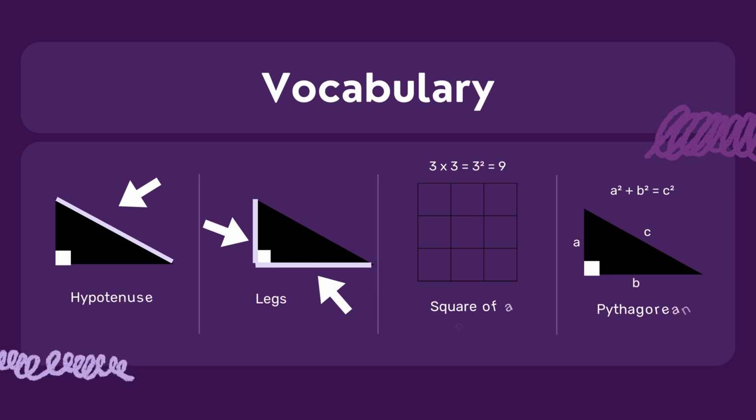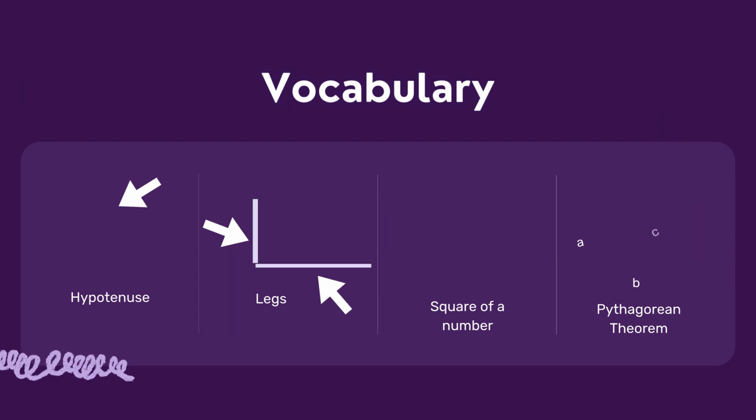Next, we're going to build our vocabulary. Each term helps unlock the mystery of the Pythagorean theorem. Let's go one step at a time. The hypotenuse is the longest side in the right triangle, across from the 90-degree angle. The leg is one of the shorter sides touching the right angle. Square of a number is when you multiply the number by itself. And Pythagorean theorem is the relationship between those sides to find their lengths. Each of these will help us solve triangle problems with ease. You can pause the video now and take a moment to copy these into your notebook or sketch them out.